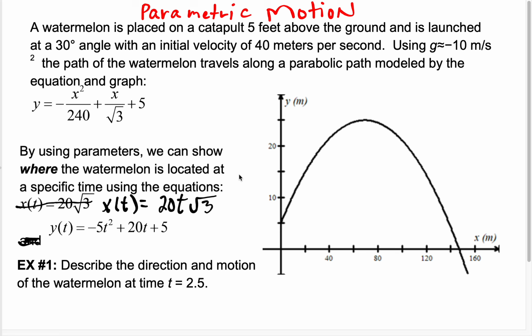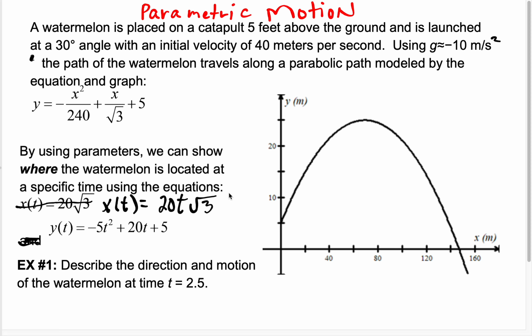So here we go. We're talking about parametric motion. A watermelon is placed on a catapult 5 feet above the ground and is launched at a 30-degree angle with an initial velocity of 40 meters per second. Using g, the acceleration due to gravity, the watermelon travels along a parabolic path, and it's modeled by the equation and the graph. Here's the equation, here's the graph.